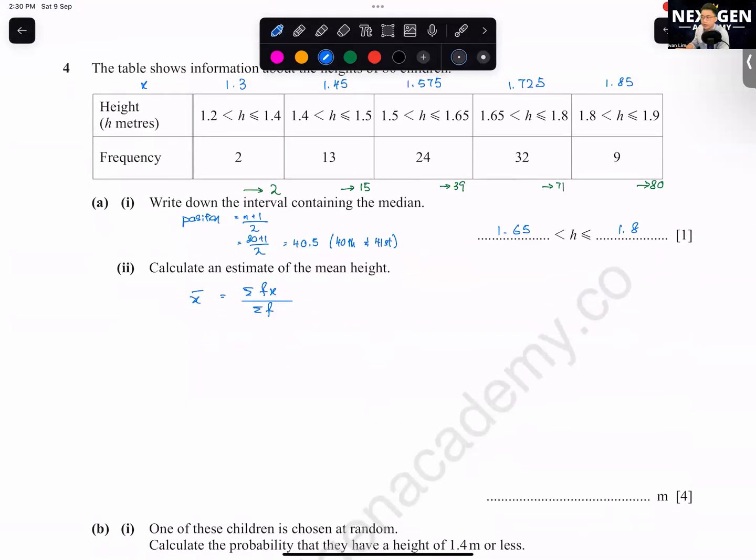Okay, if you want to do the working at the bottom, also can, but I don't think they will give you the marks for finding the midpoint. You just write it on top also can.